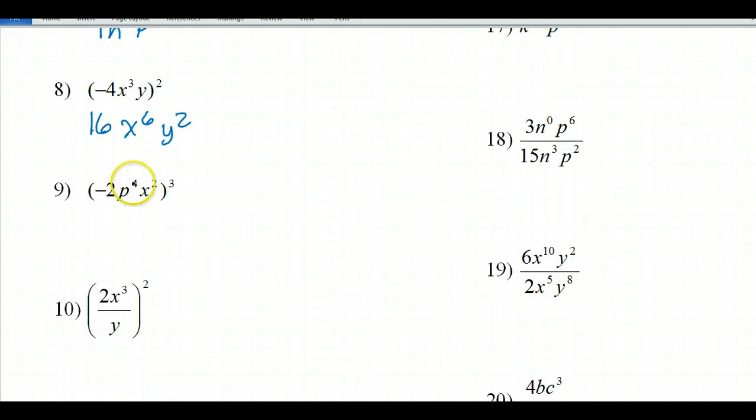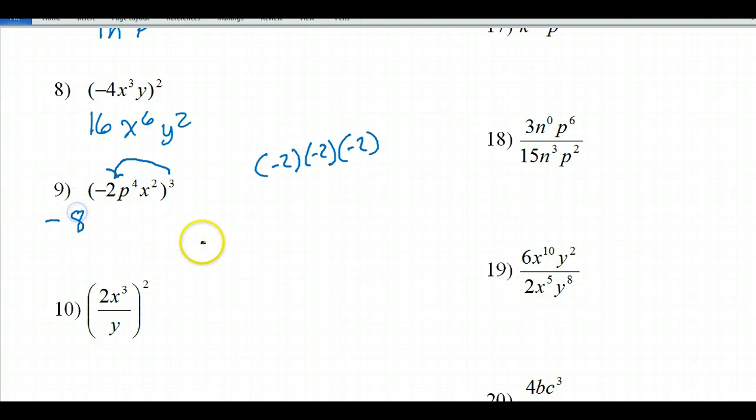Number 9, when I do an odd power, negatives will stay negative. So basically, negative 2 times negative 2 times negative 2. That's what negative 2 to the 3rd power really is. That will be negative 8. And then the rest of these I'm multiplying like always. So this will be p to the 12th power and x to the 6th power.